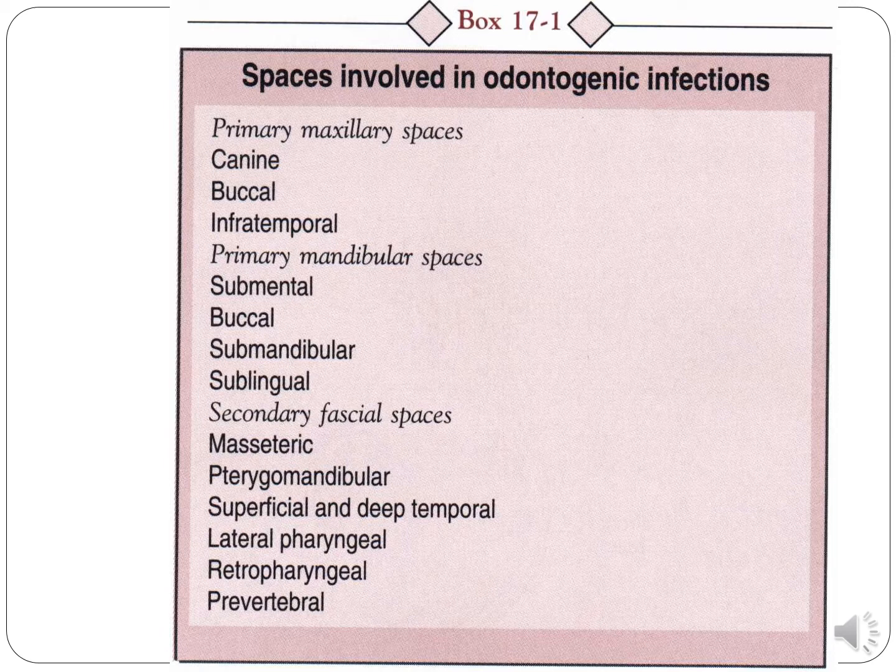So they are not directly involved at the onset, but they will get involved in due course. For example, the primary spaces may be canine, buccal, and infratemporal in case of maxilla, and submental, buccal, submandibular, sublingual spaces in case of mandible. And then the secondary facial spaces, which get secondarily infected following the infection of these spaces, will be the masticator, pterygomandibular, superficial and deep temporal, lateral pharyngeal, retropharyngeal, prevertebral. All these things will be there.